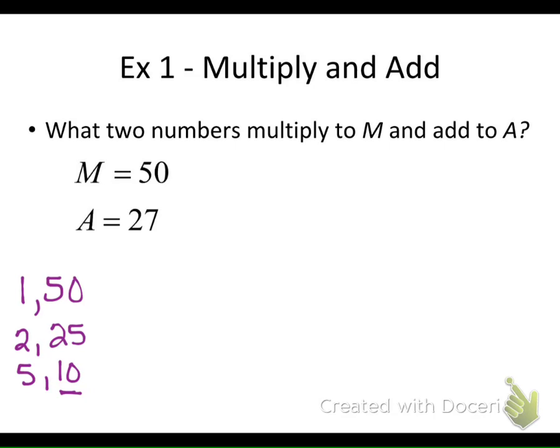So all 3 of these pairs here, I can multiply together and get 50. Now, which of these 3 pairs can I then add together to get 27? 2 and 25. If I take 2 times 25, it equals 50, but if I take 2 plus 25, I get 27. So there's my answer: 2 and 25. That's it. That's all you're doing.